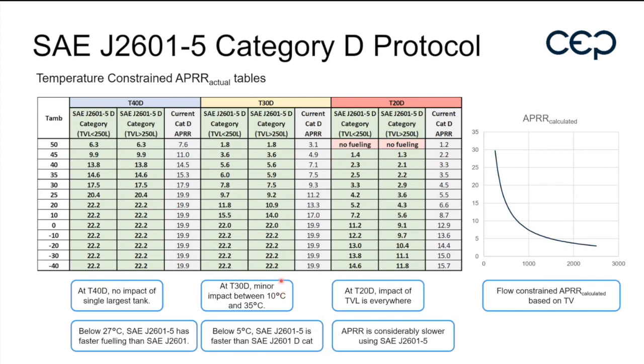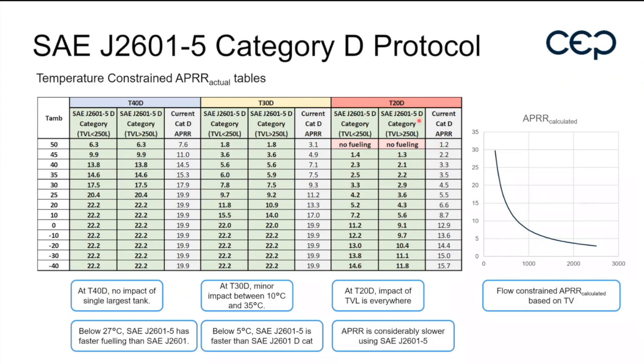If I look at the T30, initially there is no difference between small single tank or large single tank. It's between 10 degrees and 35 degrees. You have a little bit slower with a single large tank. When the temperatures become negative, then there is again no difference. And it's even faster than the current one.